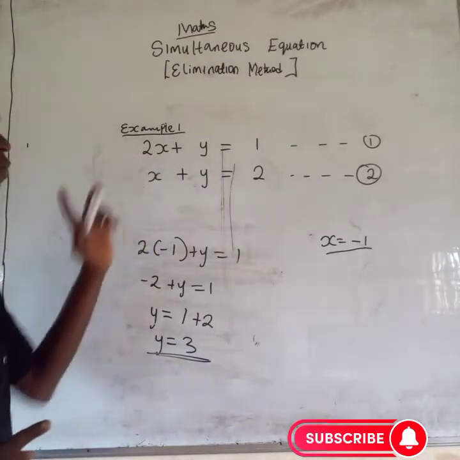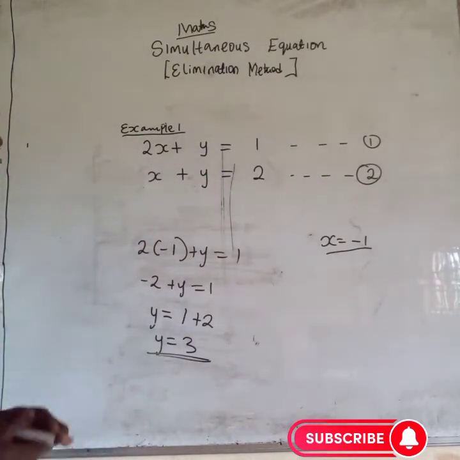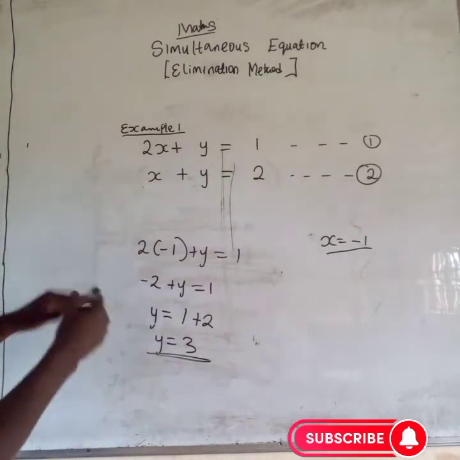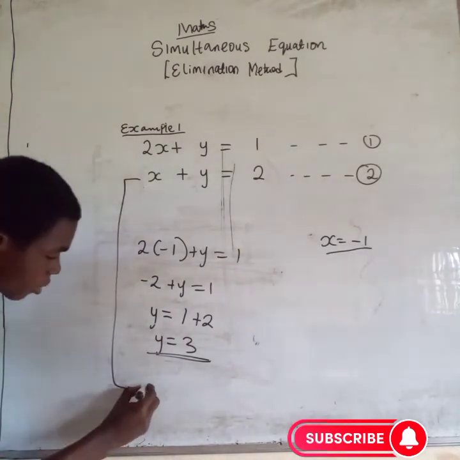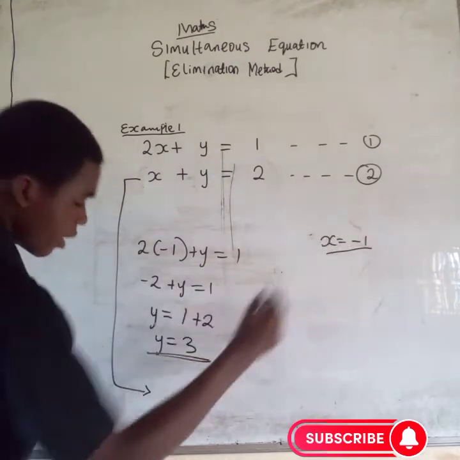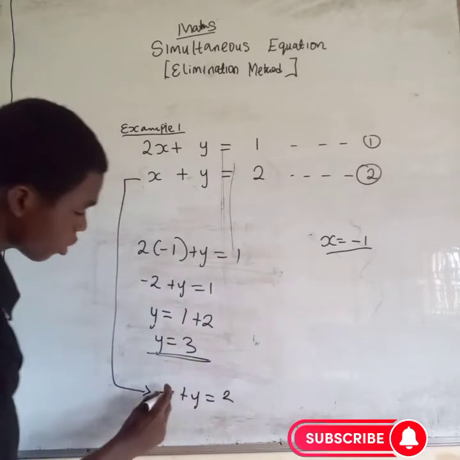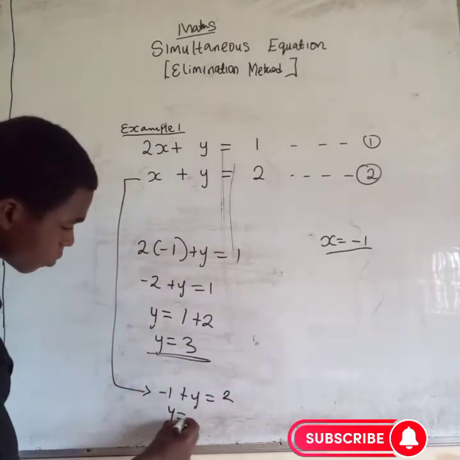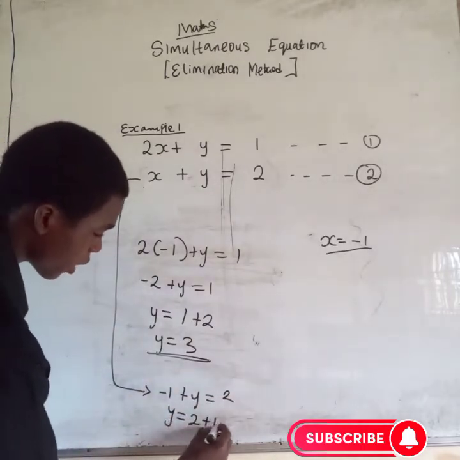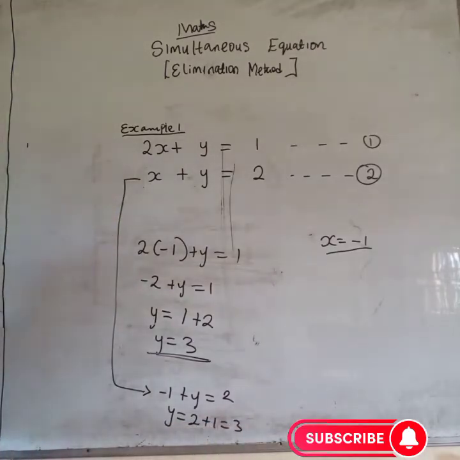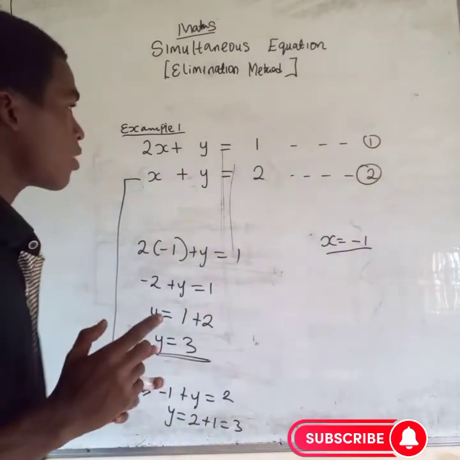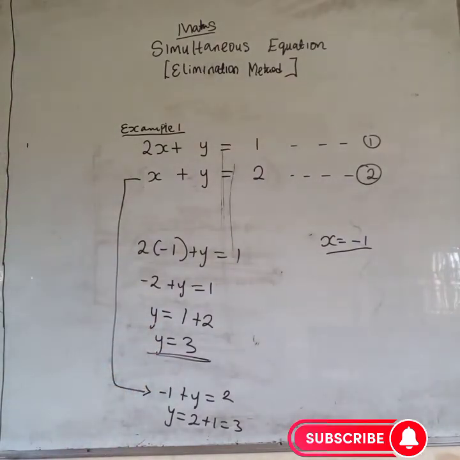So I just need to use elimination for one, then substitute for the other. Or I can substitute into this equation. I will still get the same thing. If I substitute into this, remember my x is minus 1, plus y equal to 2. Minus 1 crosses to the other side. y becomes 2 plus 1 equal to 3. Right? So we discovered that this method is very easy. Now, I'll give you some time to study it. Then we go to our next question.